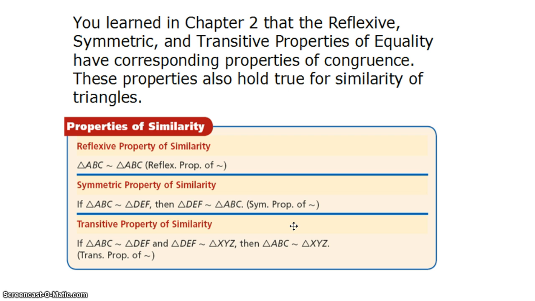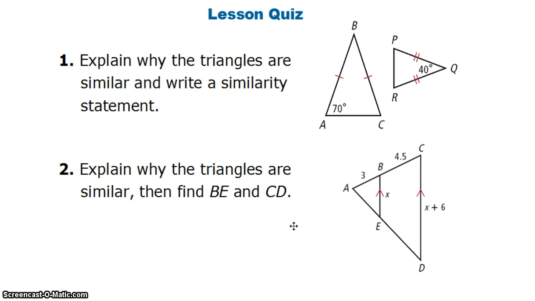So we have a reflexive property of similarity: triangle ABC is similar to triangle ABC. Symmetric property of similarity: if triangle ABC is similar to triangle DEF, then triangle DEF is similar to triangle ABC. And transitive, which is my favorite: triangle ABC is similar to DEF, and DEF is similar to triangle XYZ, then triangle ABC is similar to triangle XYZ. Okay, go ahead and try this quiz.